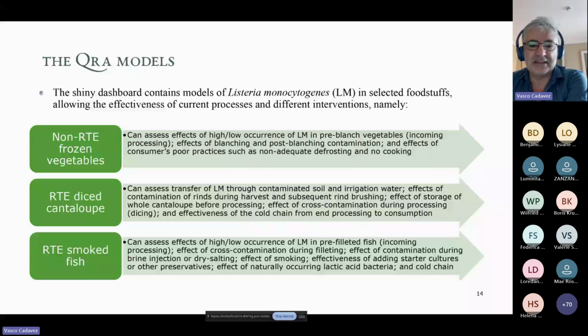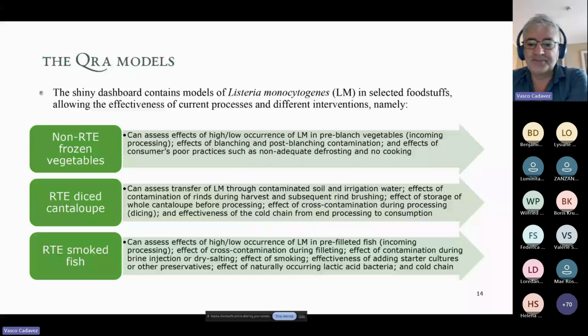For smoked fish, you can assess the effects of high and low occurrence of Listeria monocytogenes in pre-fillet fish. Let's say if you have a fish with high contamination or low contamination, what will be the impact? Effect of cross-contamination during filleting, effect of contamination during brine injection or dry salting. These are 2 processes of preparing these smoked fish, by brine injection or dry salting, so you can compare the 2 situations.